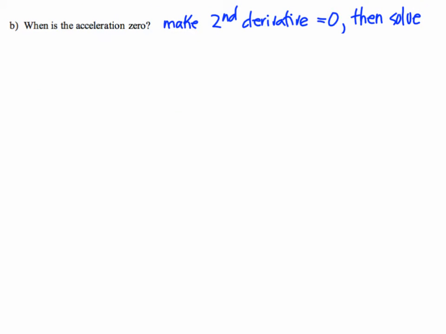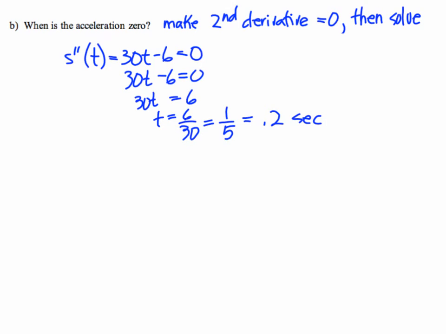When is the acceleration 0? You have to make the second derivative that you've taken equal to 0 and then solve for the variable. So in our equation, we had 30t minus 6. So we make that equal to 0. Solve for t using our algebra skills, and t equals 1/5 or 0.2 seconds.